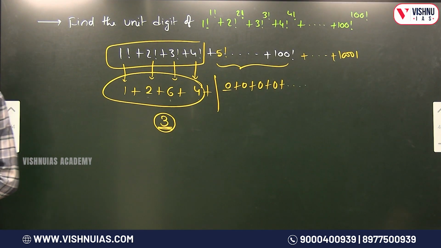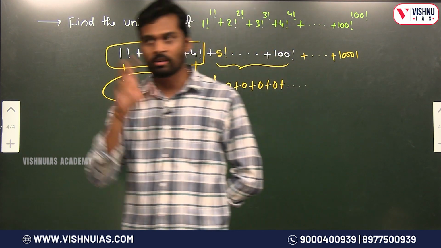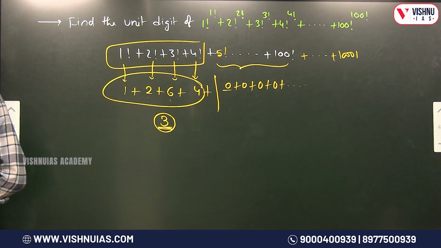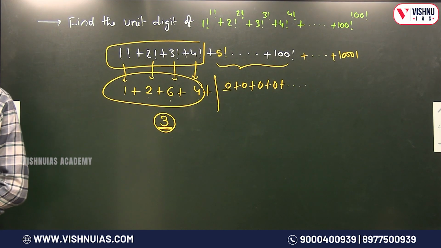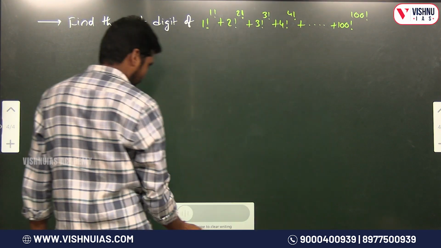7. See, when you are finding the unit digit of a number, the remaining digits are not required. Only concentrate on the unit digit of the number. As you know, from 5 factorial onwards, it doesn't matter whatever the power is, all the numbers end with 0 only. So we don't need to consider the remaining numbers. The only numbers we require are 1 to 4 factorial.